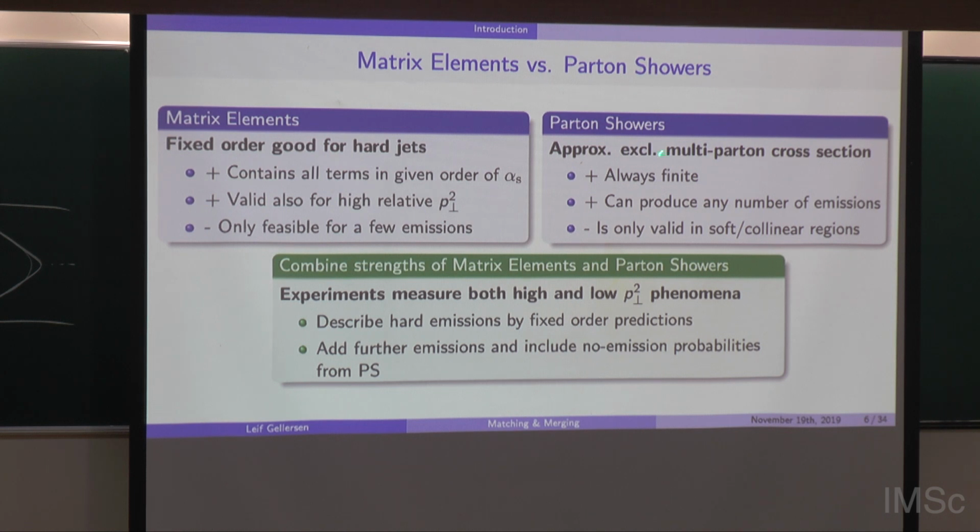The Parton showers, on the other hand, are exclusive predictions with approximate emission probabilities. They are always finite. They can produce any number of emissions. That's very useful. But for large and hard emissions, it will be an approximation. So only in the soft and collinear region is this Parton shower approximation reliable. So the goal of matching and merging is then to combine the strengths of matrix elements and Parton showers. We want to describe hard emissions by fixed order predictions, and soft emissions should be approximated by the Parton shower, also including these probabilities of no resolved emissions.